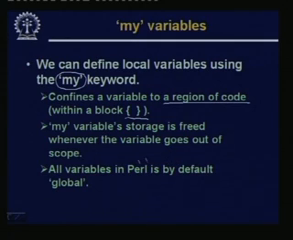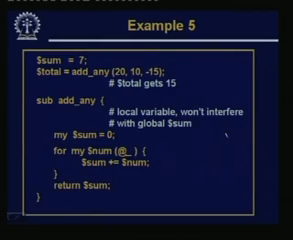Okay. So, as I said, all variables in Perl are by default global, and whenever you go out of the scope, the variable is available no more. So, a small example, the same example as I had given earlier, similar to that, say in the main function I have assigned a number 7 to a variable sum, then I am calling a function addAny with 3 parameters, 20, 10 and minus 15.